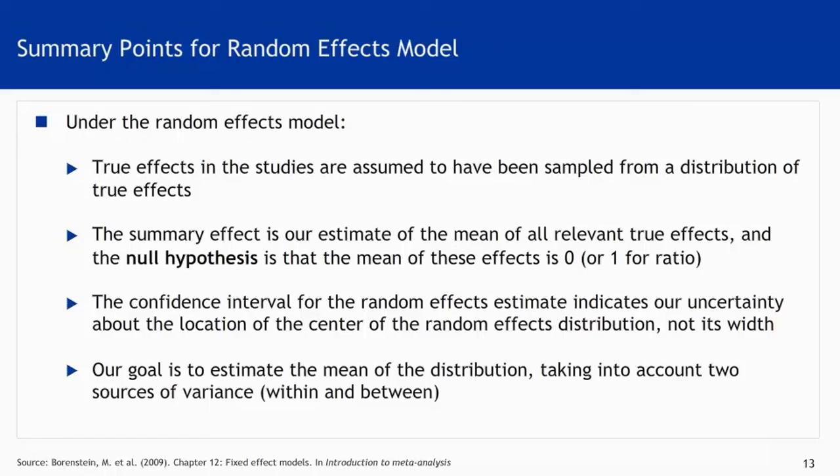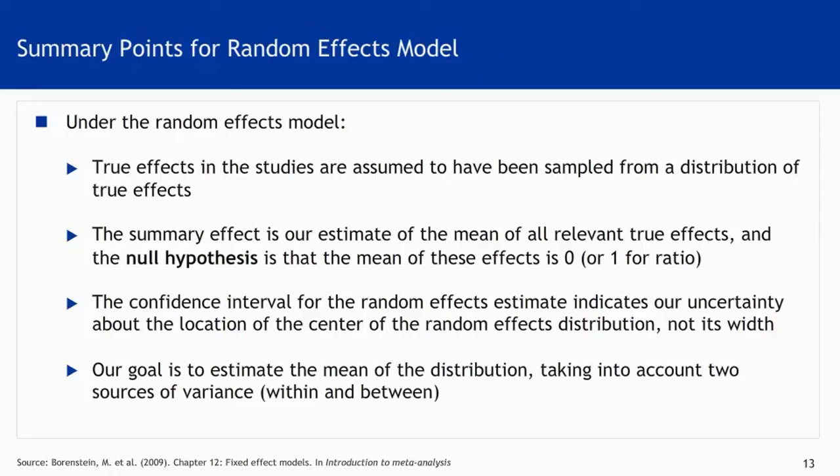And the summary effect is our estimate of the mean of all relevant true effects, and we can test the null hypothesis, which is that the mean of these effects is 0 for a difference, or 1 for a ratio. And the confidence interval for the random effects estimate indicates our uncertainty about the location of the center of the random effects distribution, not its width.